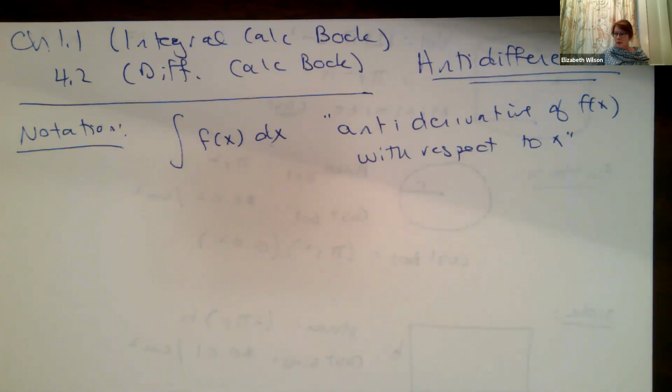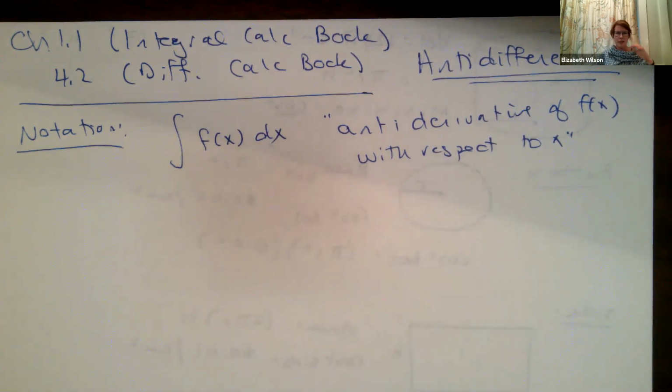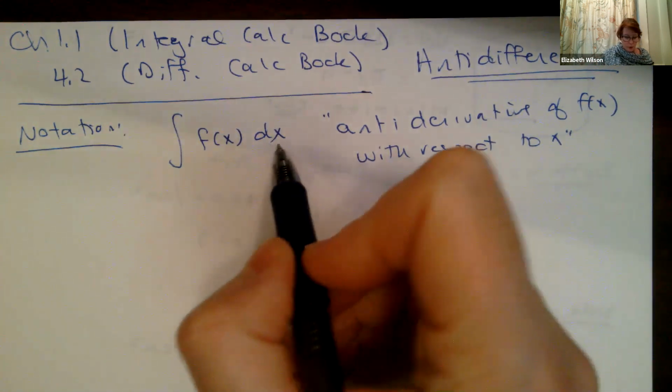It's like when I take the derivative, I need to know which variable I'm taking the derivative with respect to. That also becomes important, especially in Calc 3 and beyond, where you're going to have multiple variables that you're integrating across. So you're going to do multiple integrals all at once, and you need to know which variable you're working with at a given time, okay? So it's important to see.